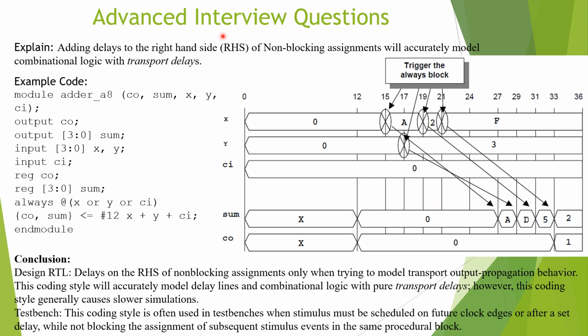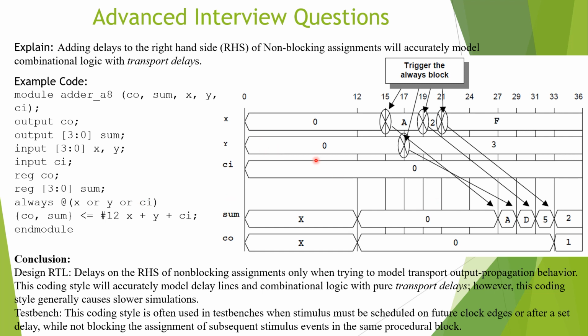So the always block will again be set up to trigger on the next input event. This means that all input events will queue new values to be placed on the output after a 12 nanosecond delay. So this coding style of adding delay to the right hand side of a non-blocking assignment can model transport delays of combinatorial logic.